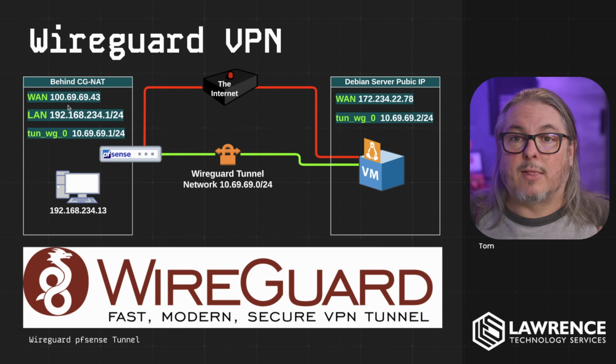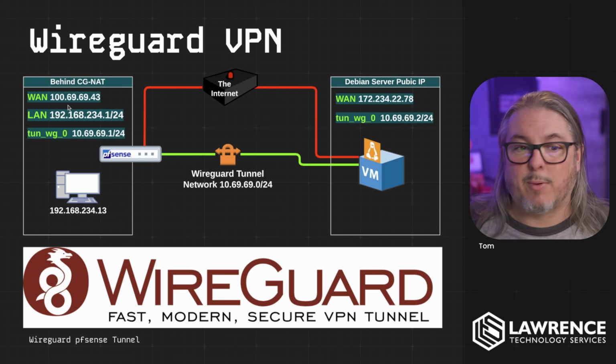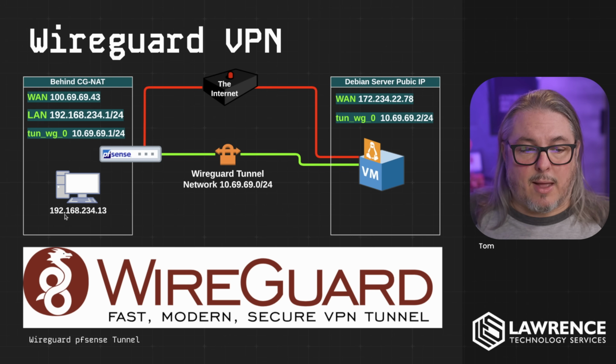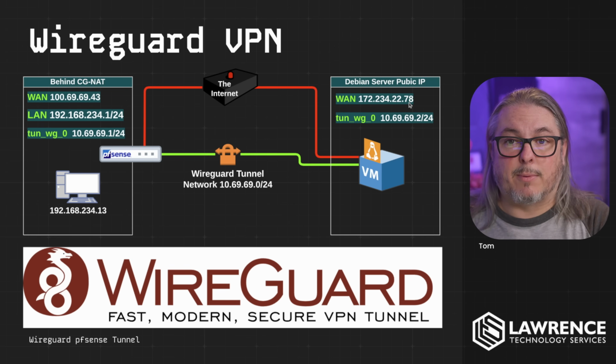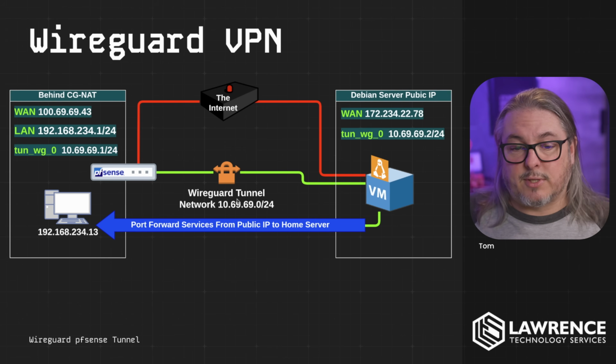For those of you not familiar, that means you don't have a publicly accessible IP address, which is probably what brought you to this video. Now, this server right here running at 192.168.234.13, the goal is to forward traffic that comes in on this public IP address over to this server. And that's what this setup will do.